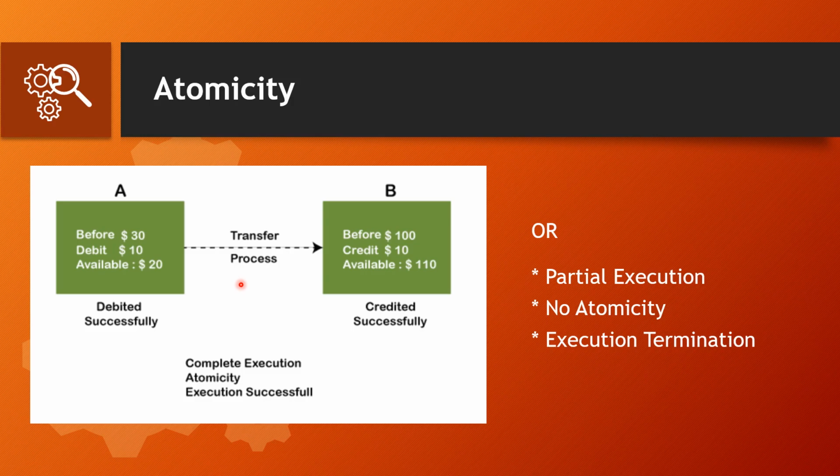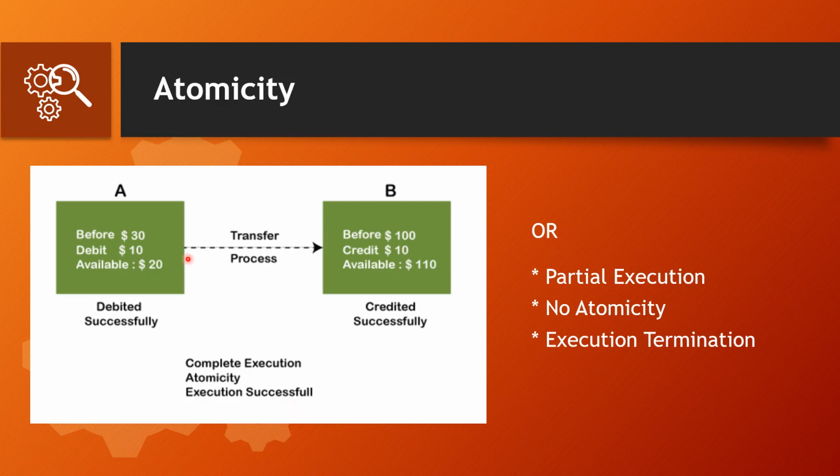The transfer process happens and it succeeds. Before the transfer, person B had $100, and it gets credited with $10. Now the available balance is $110 with person B. Debit happens successfully, credit happens successfully, so both go through. Complete execution, this is atomicity, and the execution is successful.